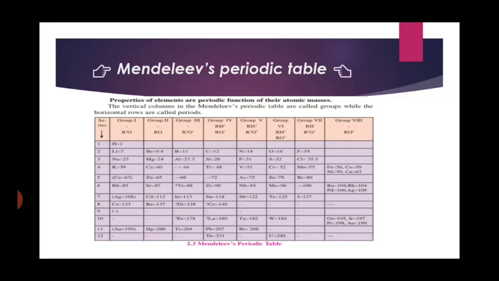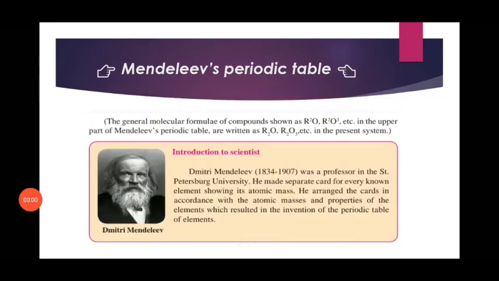In the second group, beryllium, magnesium and calcium are given. Next, group 3: boron 11, aluminum 27.3. In this way all the elements are fitted. How many elements are fitted in Mendeleev's periodic table? 63 elements.